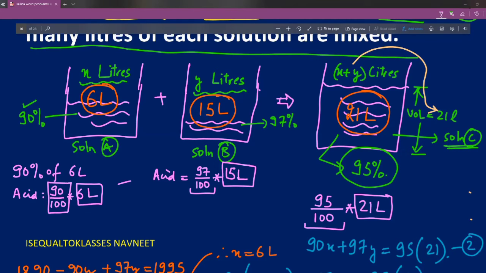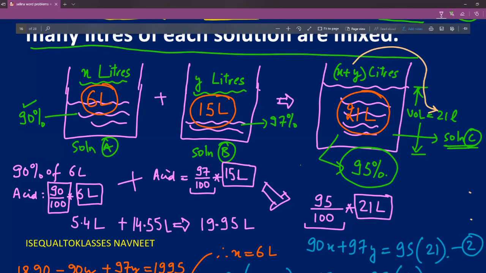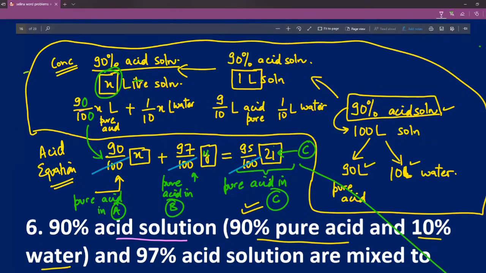If you add these two, you should get this. Let us try to verify by making simple calculations. So these are the calculations. This is 5.4 liters. This is 14.55 liters. This is 19.95 liters. So all this that we had discussed is actually the acid component. This is what I am calling the acid equation.